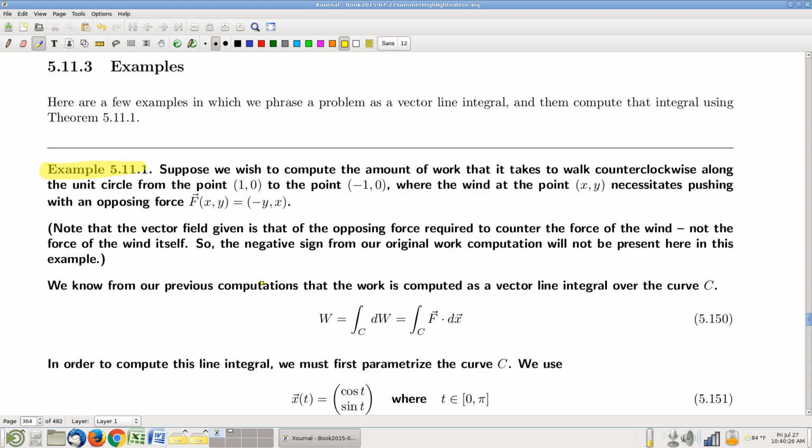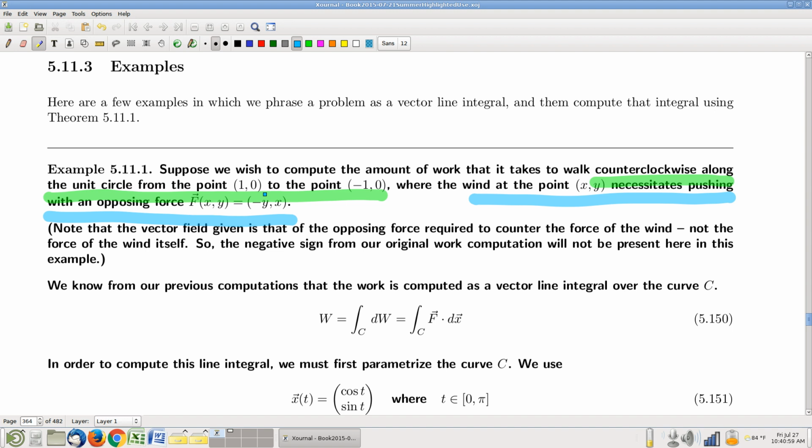Okay. All right, I want to compute work. I already know work is going to be a line integral, a vector line integral specifically. Now let's think about the details. We are walking counterclockwise along the unit circle from (1, 0) to (-1, 0). We're going to have to parameterize that. Let's come back to that in a moment. The wind necessitates pushing with an opposing force given by that.